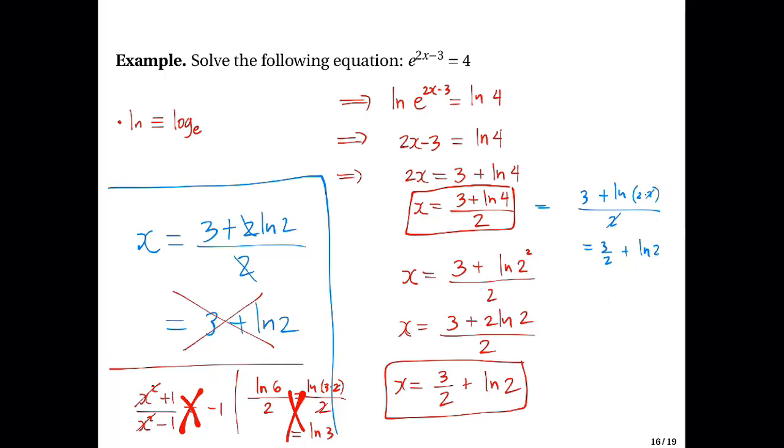Is that clear? So this part here, this guy here, it's wrong, although you got the correct answer here.